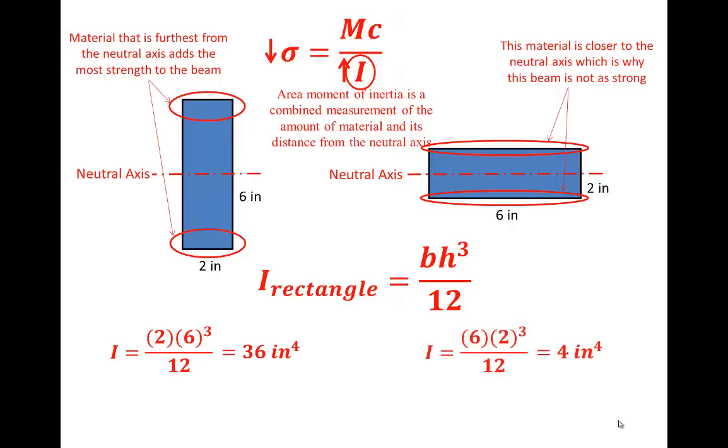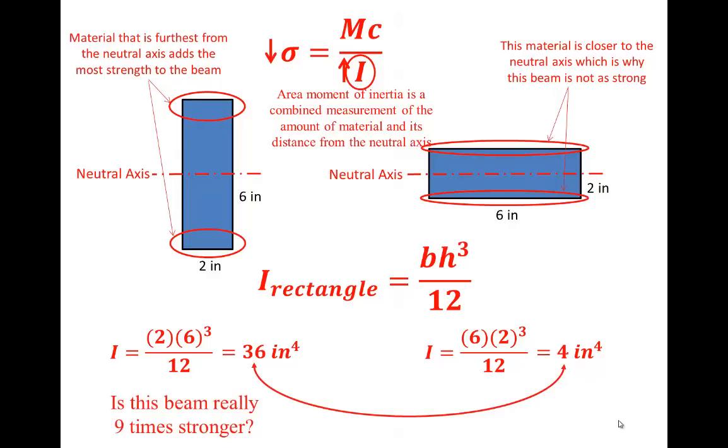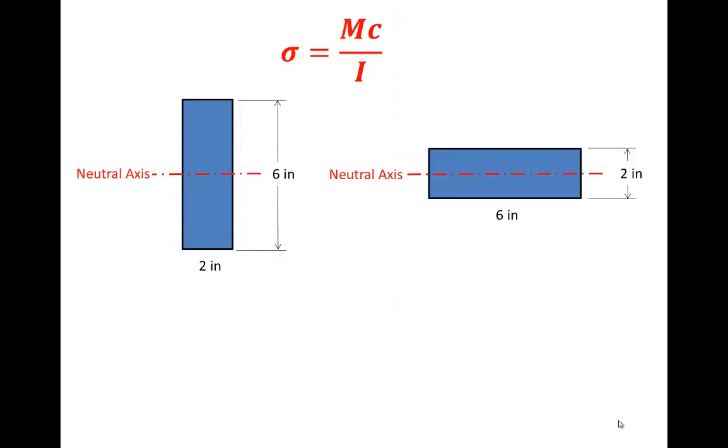I for the wide beam would cube the 2-inch height instead of the 6-inch dimension, resulting in a moment of inertia of 4 inches to the fourth. When you compare these moments of inertia, it's pretty clear that the tall beam is much stronger. Be careful though. We may be tempted to think that the tall beam is 9 times stronger, which is not true. Let me explain why.